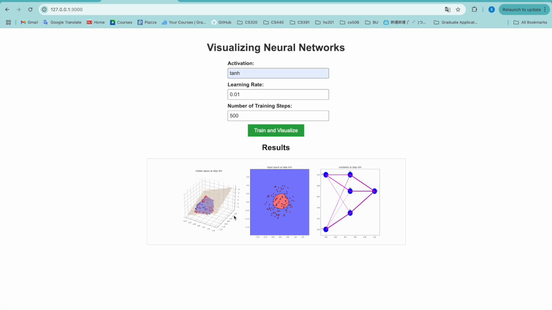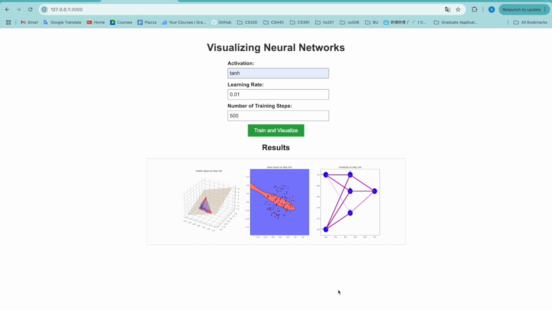In the input space, we observe the neural network learning to separate the original data points. By the end of the 500 training steps, the boundary captured the nonlinear patterns in the data, demonstrating the power of the Tanh activation function to model complex relationships.